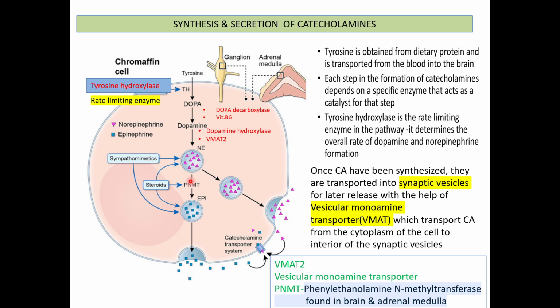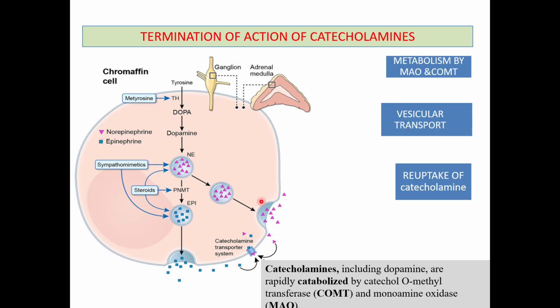Then it is converted into epinephrine in the presence of the enzyme PNMT, phenylethanolamine N-methyltransferase, and this enzyme is present in the brain and adrenal medulla, therefore this conversion is possible only in the brain and medulla. So because of this conversion epinephrine is formed, and when there is a signal, an action potential develops which causes the release of epinephrine and norepinephrine, which reach the target cell for their actions.